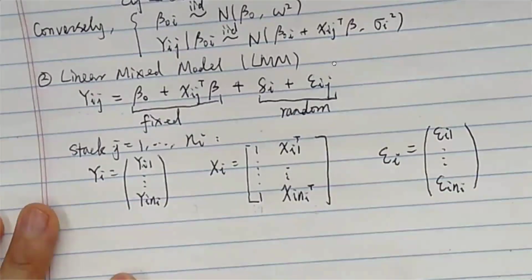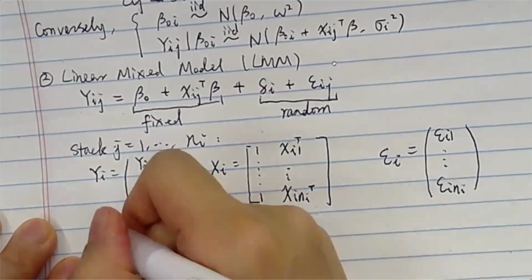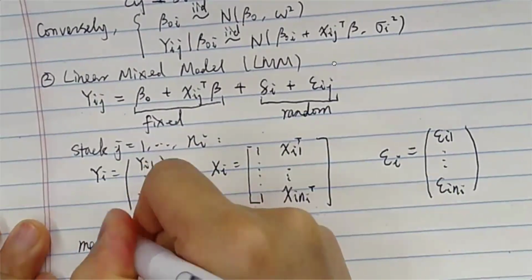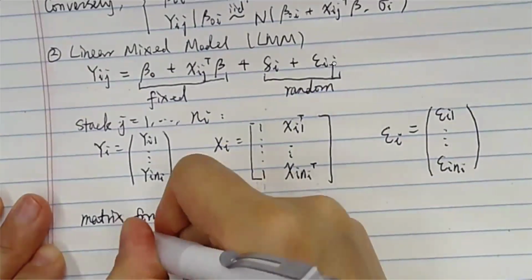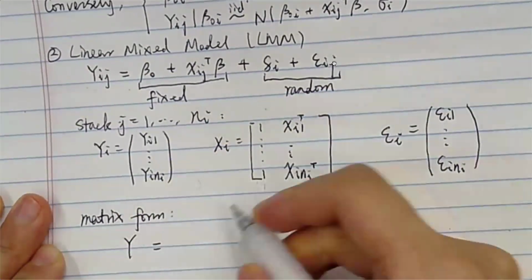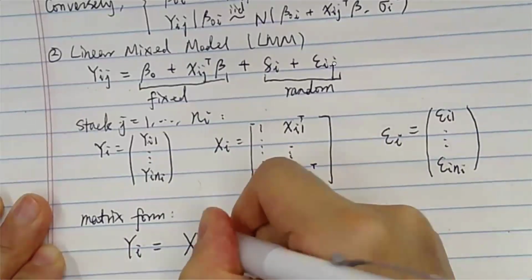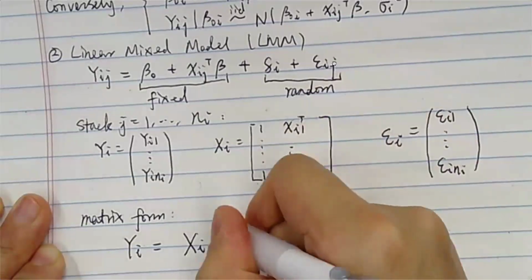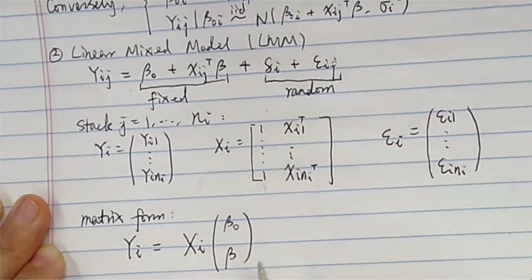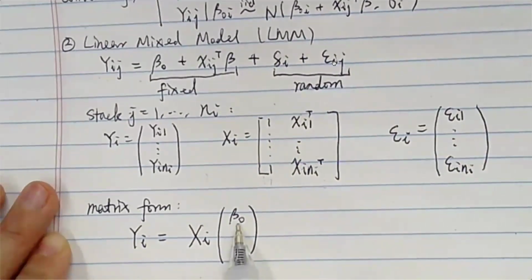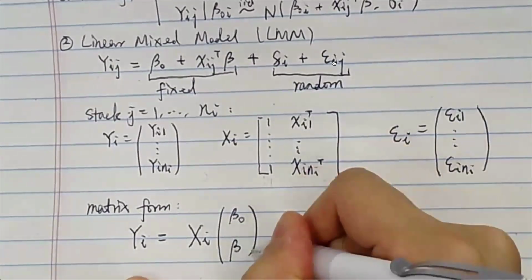All right, with this, then you can see that the matrix form of the linear model would be y_i equals x_i times the vector beta_0, beta. I stack them. The first one is beta_0. The remaining entries are from beta.